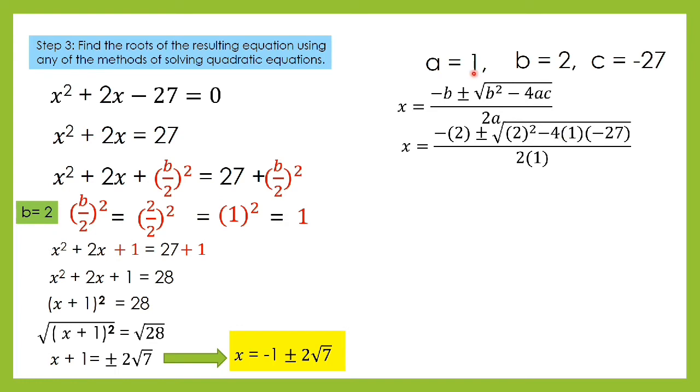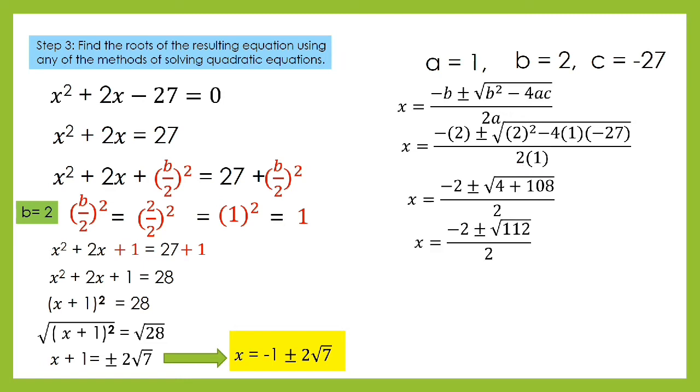A is 1, and C is negative 27, all over 2A. 2 times, ang A natin is 1. Simplify: negative times 2 is negative 2 plus minus 2 squared is 4. Negative 4 times 1 times negative 27 is positive 108, all over 2 times 1 is 2. Simplify: negative 2 plus minus square root of 4 plus 108 is 112.